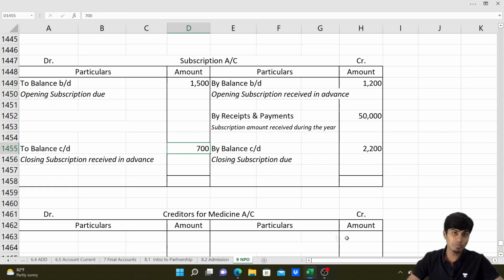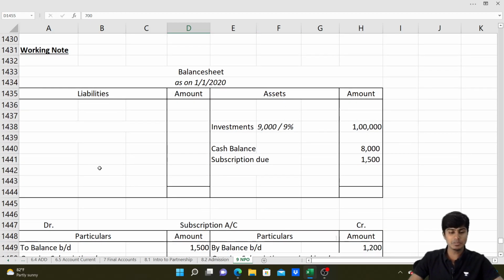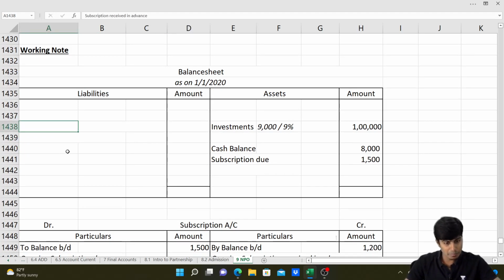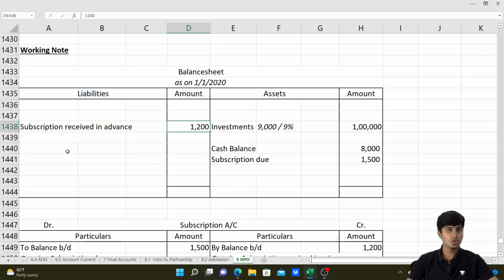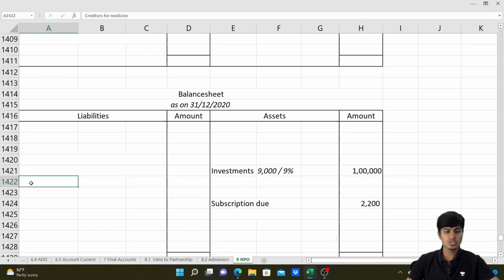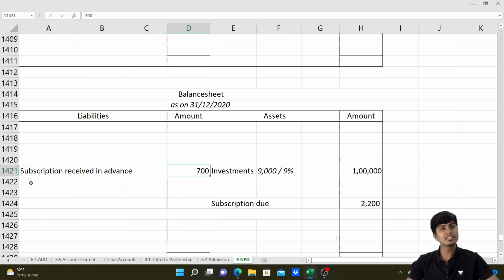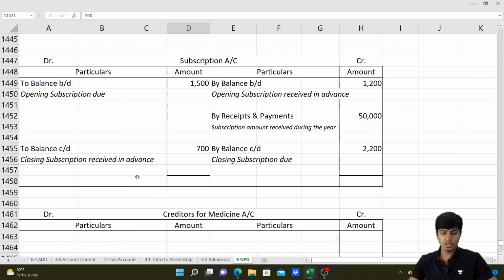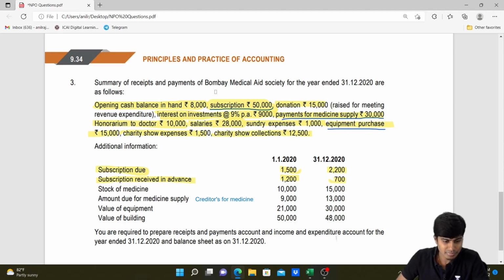Next, we'll write this 1,200 and 700 in our respective balance sheets. In the opening balance sheet, that is balance sheet as on 1st of January 2020, I'll write subscription received in advance 1,200, and in the closing balance sheet, that is balance sheet as on 31st of December 2020, I'll write subscription received in advance 700. So we rightly posted both 700 and 1,200 in the subscription account and the respective balance sheets. This is done.